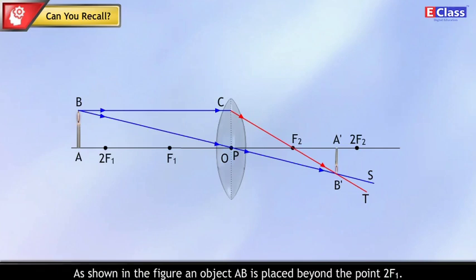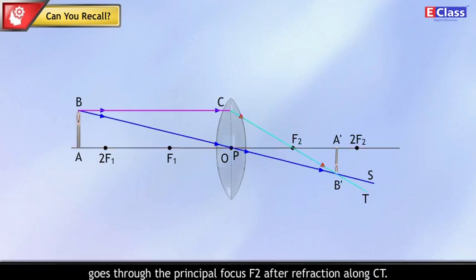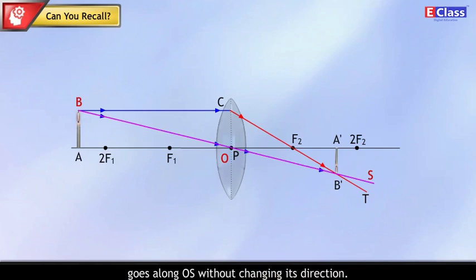As shown in the figure, an object AB is placed beyond the point 2F1. The incident ray BC, starting from B and going parallel to the principal axis, goes through the principal focus F2 after refraction along CT. The ray BO, starting from B and passing through the optical center O of the lens, goes along OS without changing its direction.